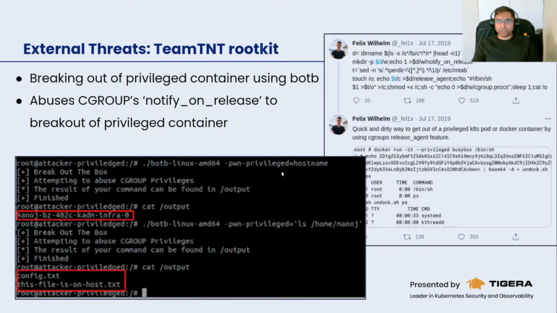Here, just to show you a demo, we ran the hostname command. And if you see in the red box, I got the hostname of the underlying host rather than the container. Same for the ls command, where I got the files which are available on the underlying host instead of the container. So this is an example of breaking out of a container by abusing cgroups.